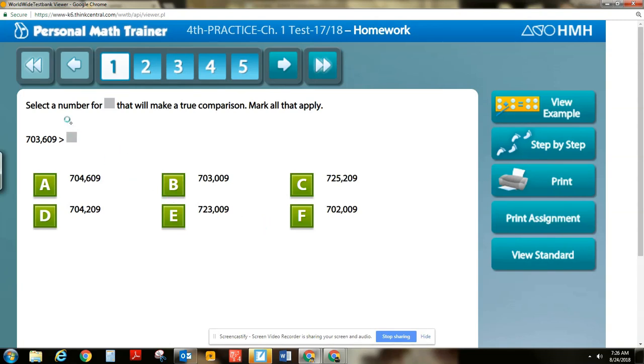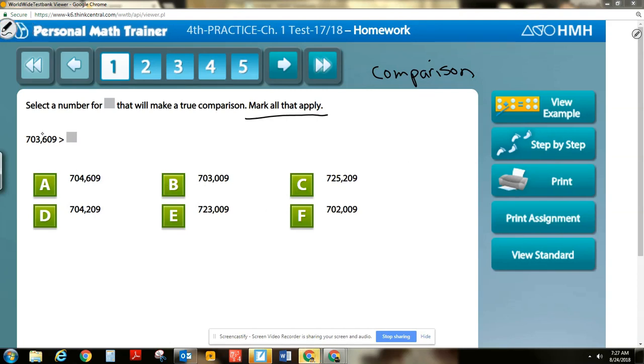And our first problem right here, it says select a number for blank that will make a true comparison. Mark all that apply. So this is super important that there may be more than one correct answer. Right away, we look here at the symbol, and I know this is a comparison problem. So we're going to be comparing numbers, which number is greater, which number is less, and if they're equal.